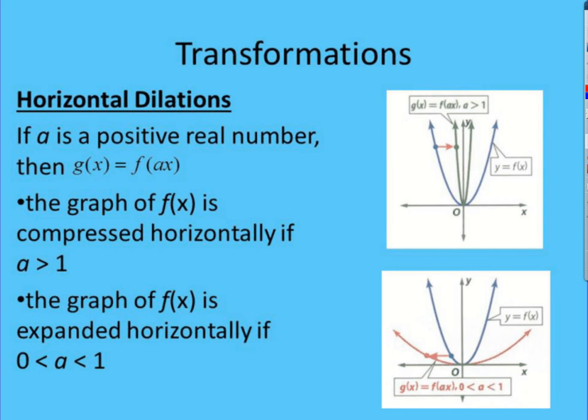A horizontal dilation, again, we're going to use the value a, but this time a is going to be multiplied by just the x, so it is inside the function itself. This actually switches our compression and expansion. If it is greater than 1, you are going to compress horizontally. If it's between 0 and 1, you are going to expand horizontally.